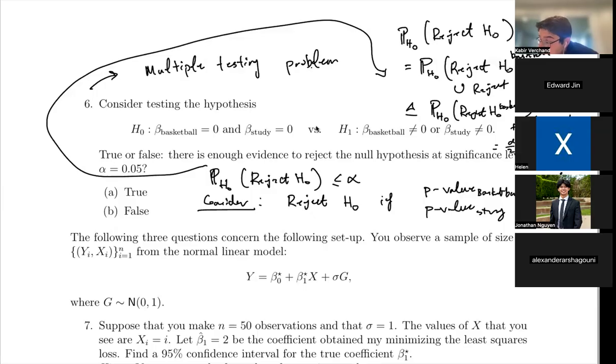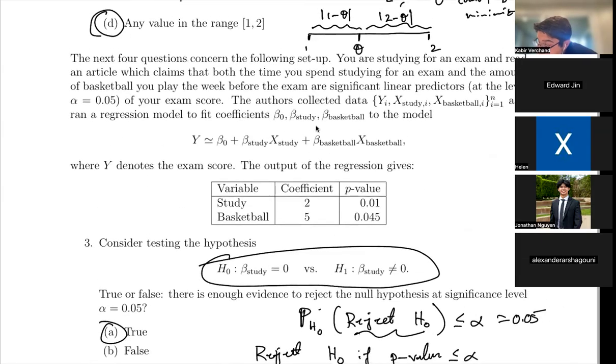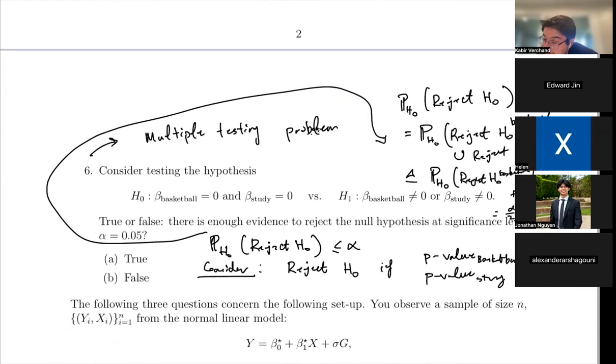So now all we have to do is check if either of these p-values is less than or equal to alpha over 2, which is 0.025. So if we go here, we check, okay, is the p-value corresponding to basketball less than 0.025? No. So we check, is the p-value study less than 0.025? This p-value is sufficiently small. It is less than 0.025, so we can actually reject. So this is the answer to this question.